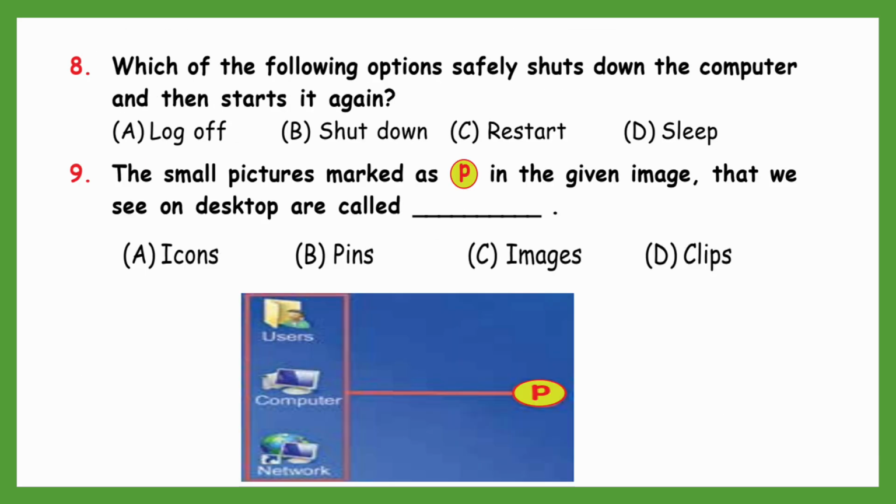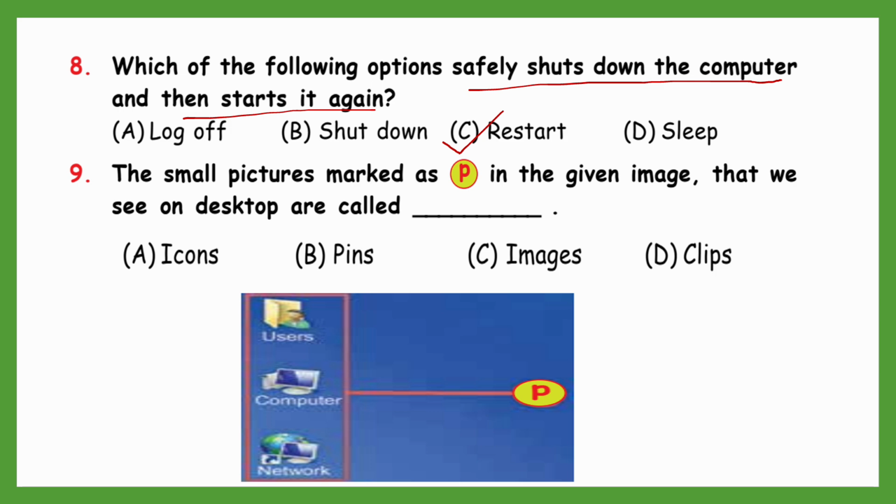Which of the following options safely shuts down the computer and then starts it again? Option A log off, option B shut down, option C restart, option D sleep. So which is the correct option? Option C restart. Restart option is used to start it again after shutting down the computer safely.